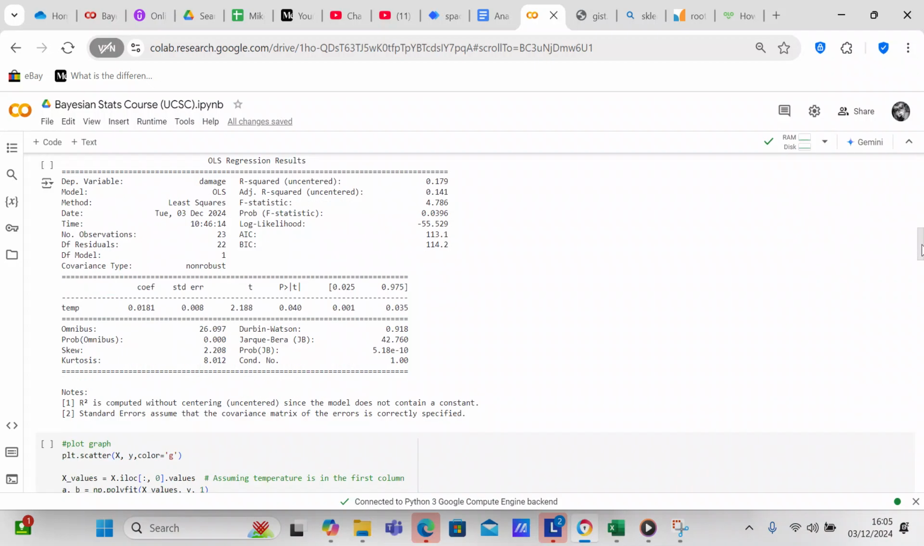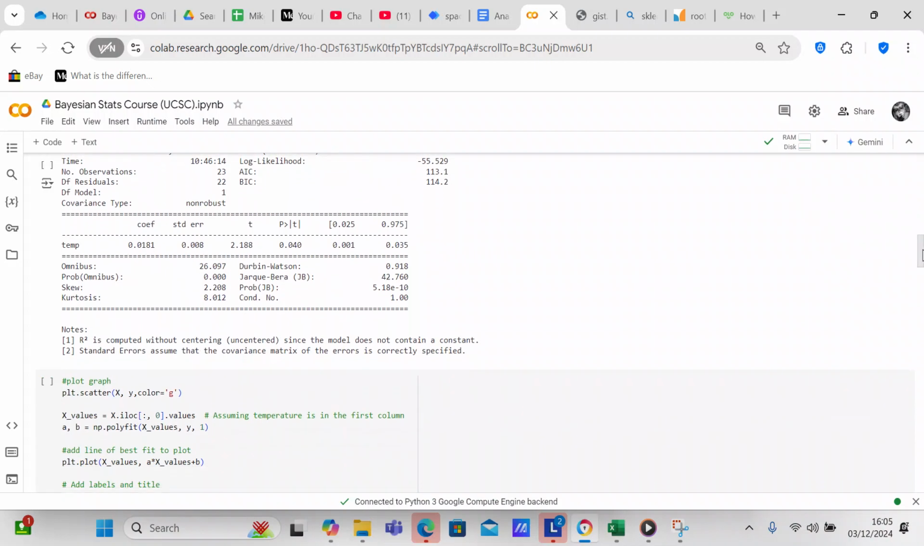And then we go into the coefficients. So it tells you the coefficient is 0.181. Standard error is 0.008. Your t-score is 2.188, and your p-value is 0.40.